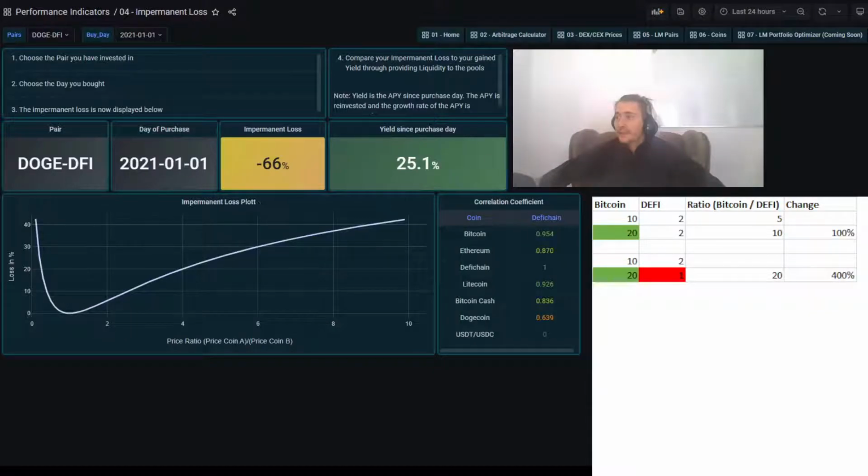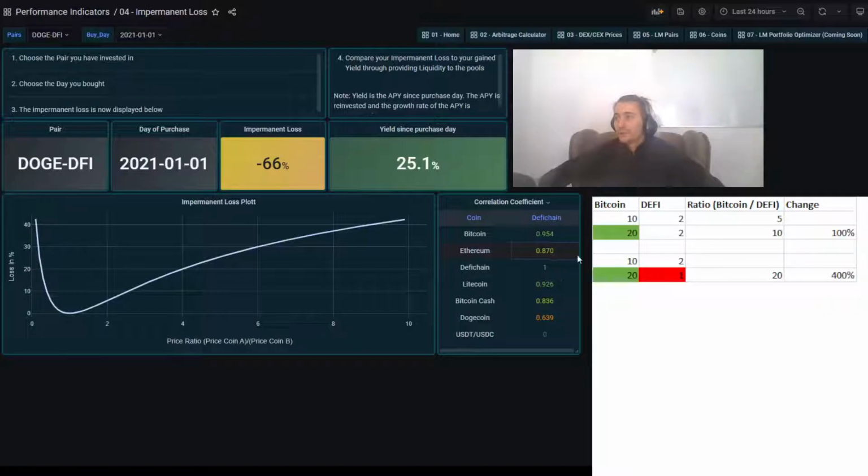Now we assume here in our example that Bitcoin increases in price by 100%. It increases to 20, while DeFi remains constant. So the ratio goes from 5 up to 10. So this means a 100% increase. So basically we go from 1 here to 2. If we are on 2, we would have 5.7% impermanent loss in this liquidity pool. That's not so much.